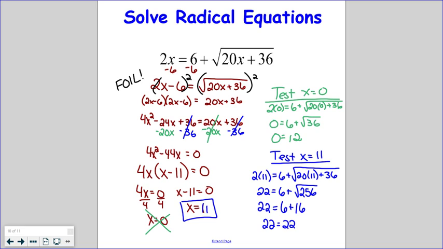So that's just your example. Those answers have no relation to each other. They can both work. They can both not work. You always have to test every number that you get at the end individually.